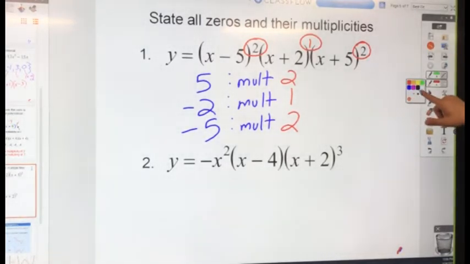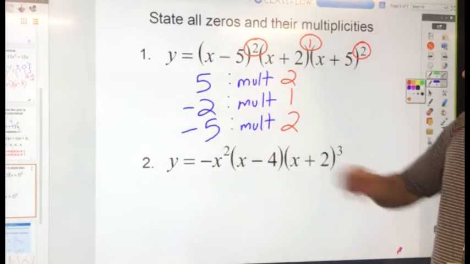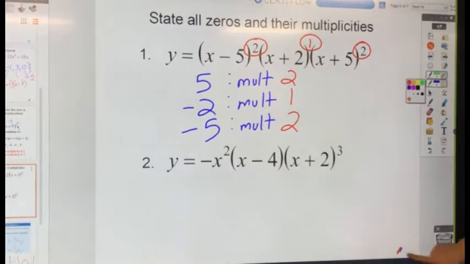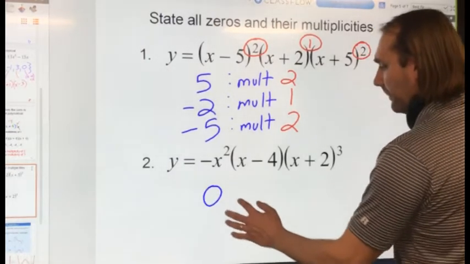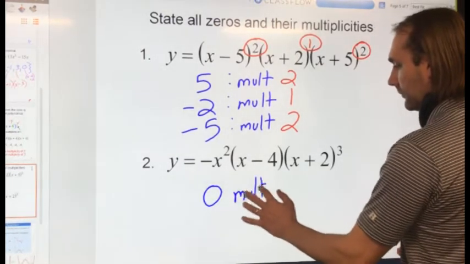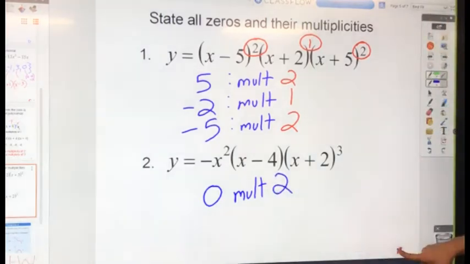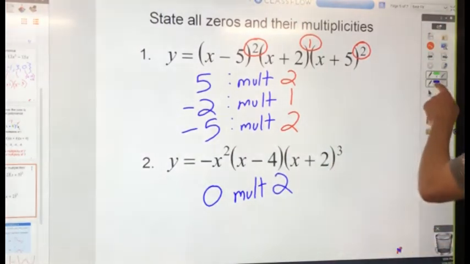Okay, so tell me, what is my 0 for number 2 here? This negative x squared. What would make that 0? A 0. And what would its multiplicity be? 2. Yeah, I have 2 zeros. Look at the power here.